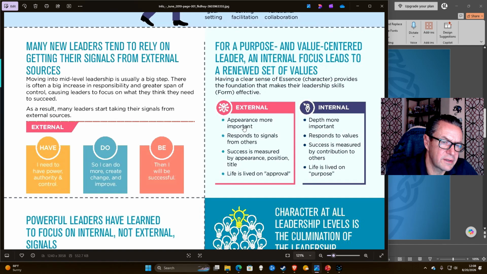I don't understand, because setting the example is appearance. So you have to do the right thing, because then it appears that you're doing the right thing. You have to respond to signals from others, right? That's what I talk about with vigilance all the time. If you're a leader, you have to have vigilance. Vigilance is watching yourself, watching the team, watching how you're interacting with the team, making sure that you're not doing something that's interfering with the team, making sure that you're not checking out at the wrong time or checking in at the wrong time.